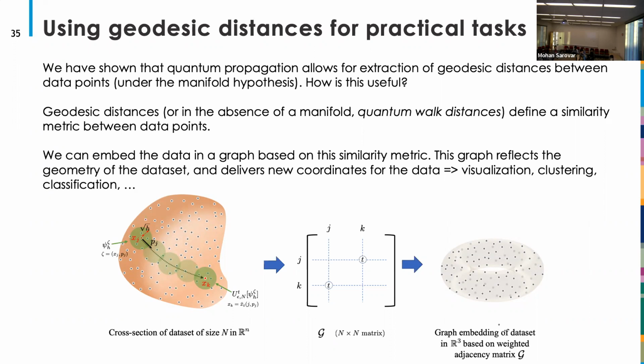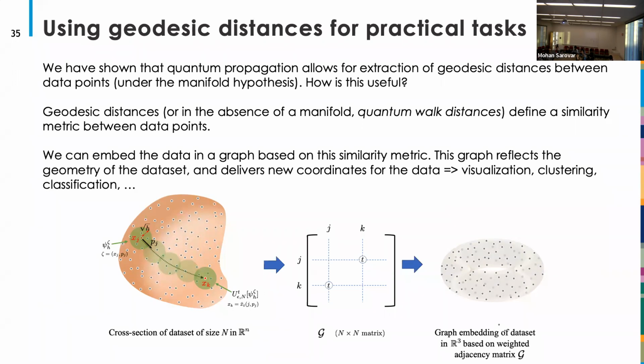So what you can do is use the similarity metric to embed the data and to do things like visualization and clustering. What do I mean by that? This is what we do in practice. We take a point j, a sample from some manifold. You propagate from the point xj and you end up at a point xk after propagating for time t. Then you fill in this matrix which has t in the jk entry. What that's telling you is that the points j and k are a distance t away.